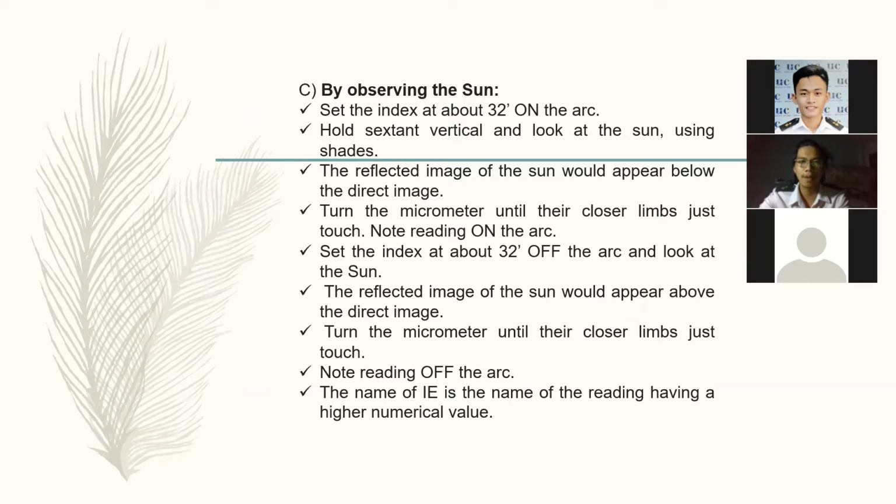This is the last method, which is by observing the sun. It still involves heavenly bodies. Set the index at about 32 on the arc. Hold the sextant vertically and look at the sun using the shades. The shades come in different thicknesses, which you use so your eyes are not damaged when looking directly at the sun. Turn the micrometer until their closer limbs just touch, and note the reading on the arc.